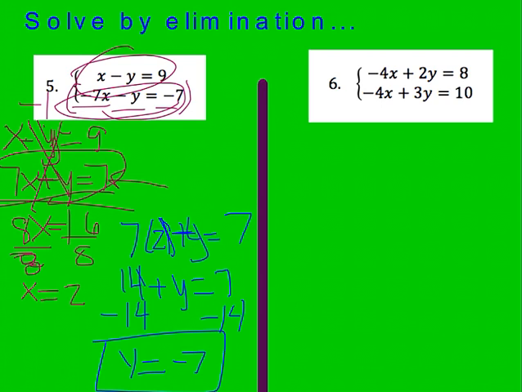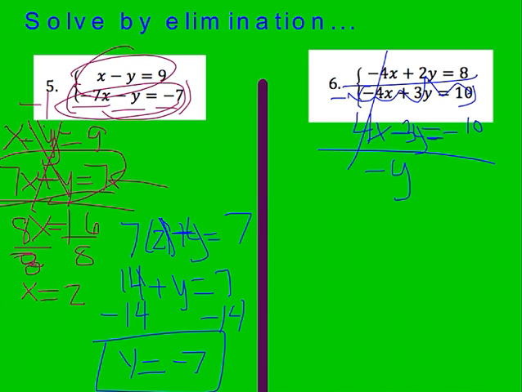Same thing on number 6. I need to flip one and make it negative. So I'm going to keep this top one the same, and I'm going to change this bottom one by changing the signs of everything. Okay, so now I can go ahead and add down the columns. -4x plus 4x is going to cancel out. 2y minus 3y, that's going to give me the opposite of y.